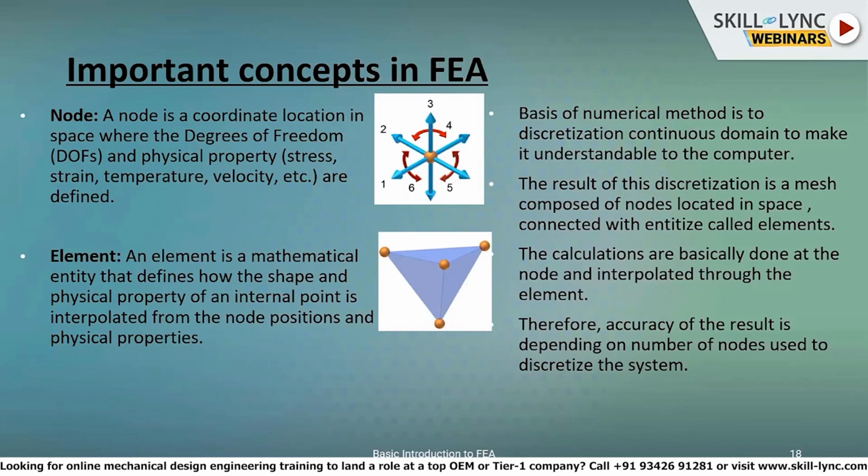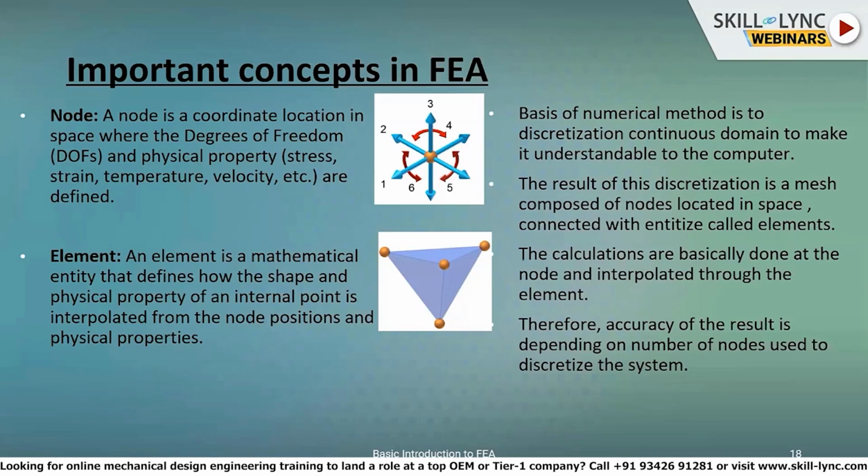That entity is nothing but the element. Then the calculations are basically done at the node and interpolated through the element. So we are going to do all the calculation mostly at the node location, and then the results will get interpolated for that particular element. But whenever you are addressing any displacement or stress, we always review the nodal results. Therefore, accuracy of the results is depending on the number of nodes used to discretize the system.